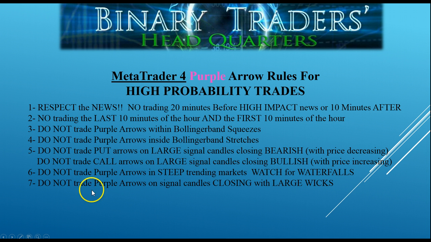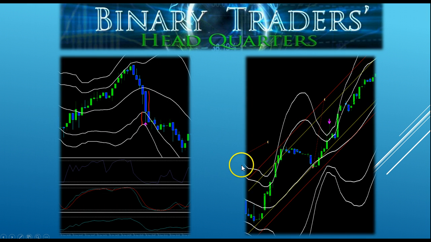All right, and we're not going to be trading on signal candles closing with really large wicks. What I mean by that, I've got a couple examples for you right here. So you can see you've got your purple arrow firing for a call, telling you to take a position with price going up, which you would have definitively lost. 1, 2, 3, 4, 5, yes. And you've got a large wick right here. And again, over here, guys, you can see it again.